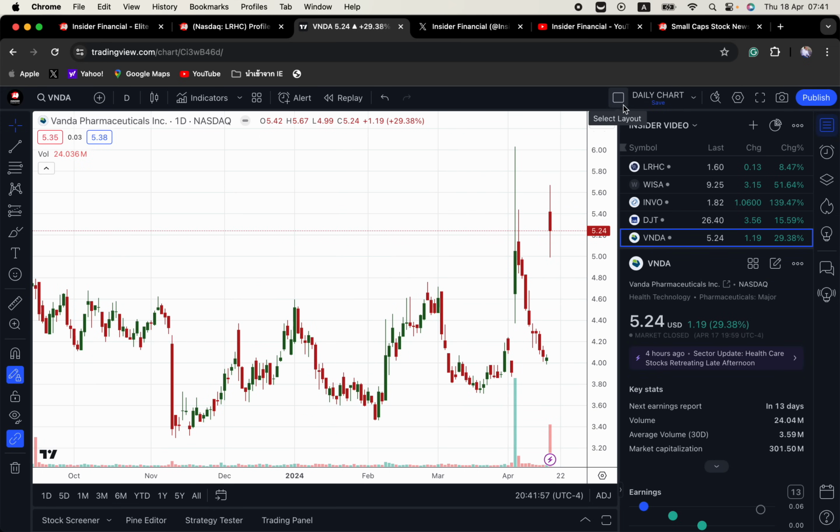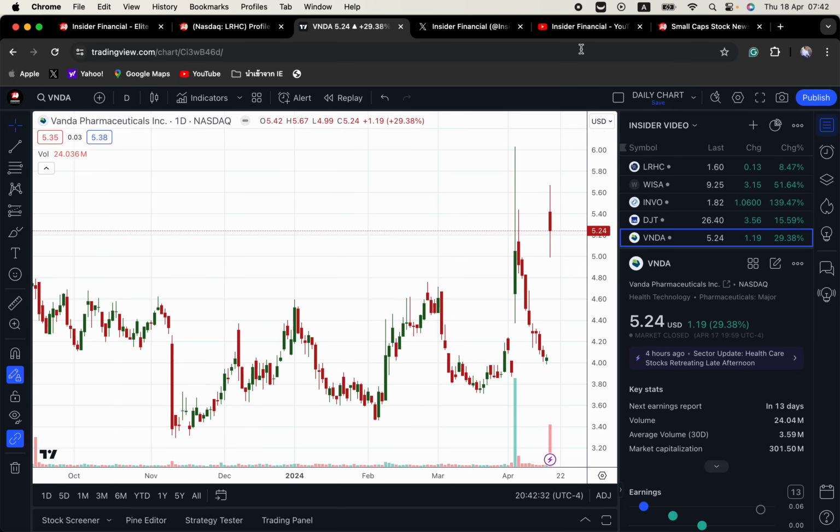VNDA closed at $5.24 today, up 29%, following confirmation that Future PAC has submitted three proposals since February to acquire Vanda Pharmaceuticals. The most recent offer includes a cash consideration of $7.25 to $7.75 per share. Future PAC has also expressed willingness to explore ways to enhance its proposal further, and the offer remains open for consideration by Vanda and its board of directors.